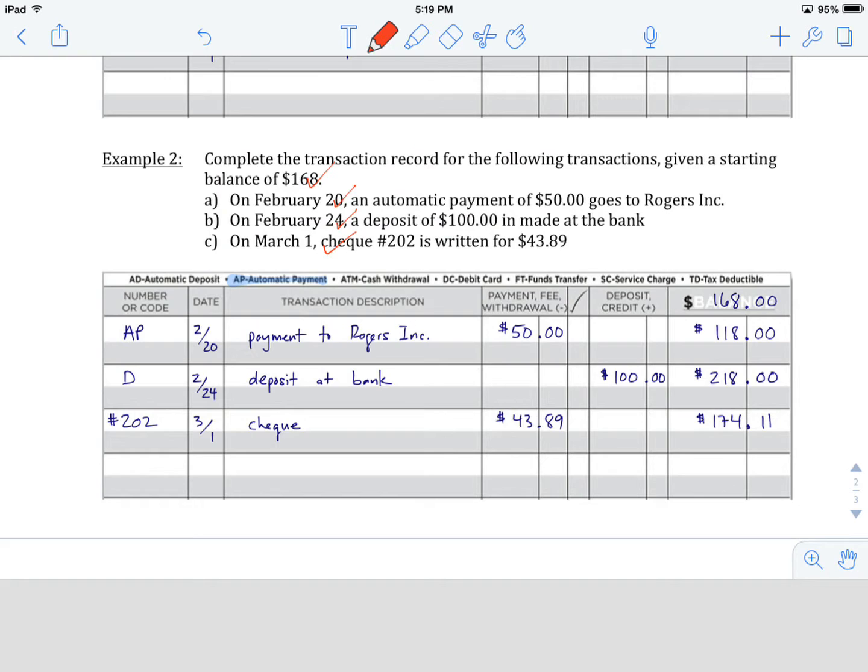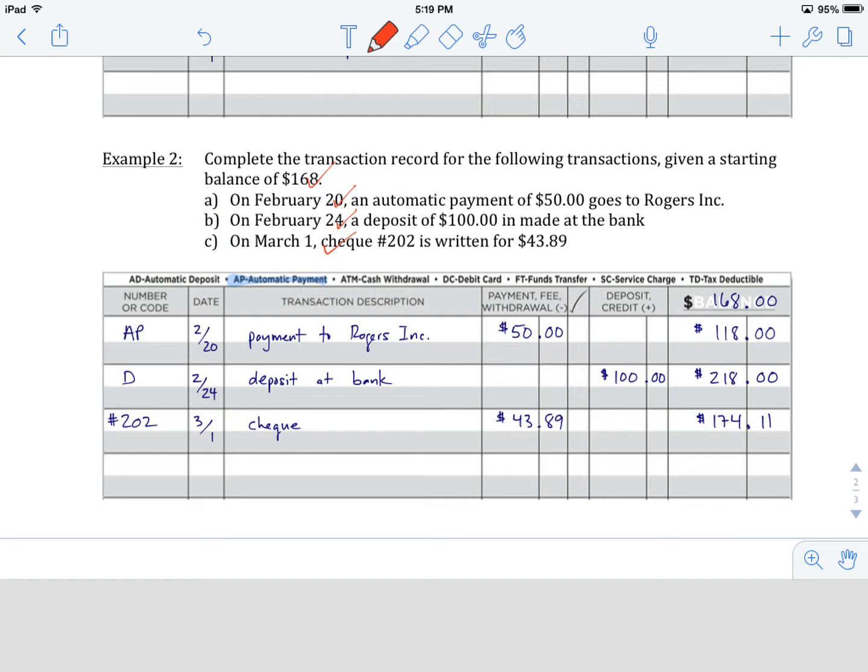Hopefully now this is a little bit clearer. Again, there's a lot of steps and a lot of details here, but as long as you're patient with it and use the examples here in the lesson, you shouldn't have a whole lot of trouble finishing up these transaction records accurately. This is also the last lesson in this unit.